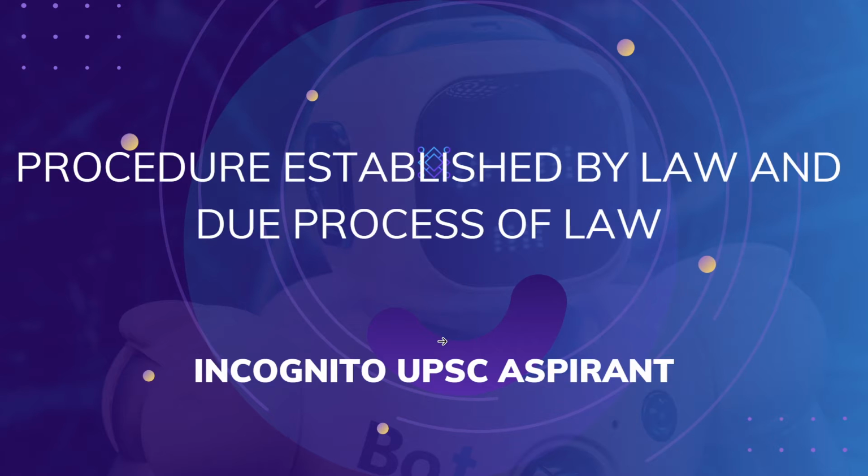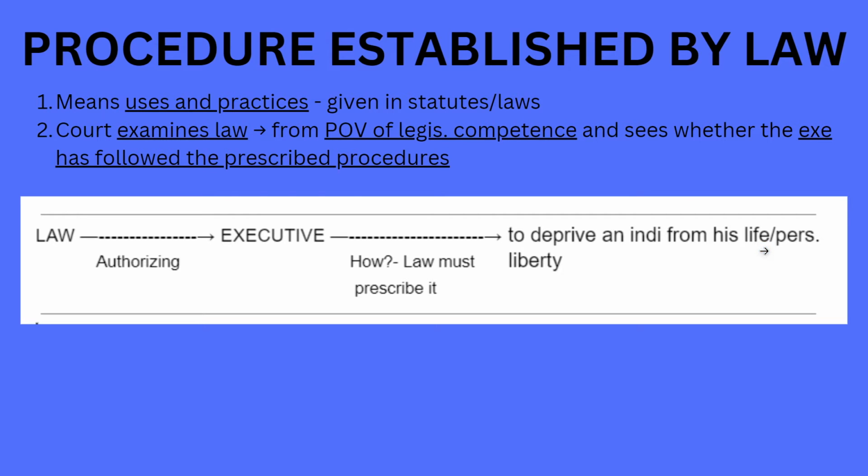Hello guys, today we will discuss two doctrines: procedure established by law and due process of law. First of all, what's the meaning of procedure? Procedure means uses and practices that are given in statutes or laws. Statutes mean laws made by parliament.